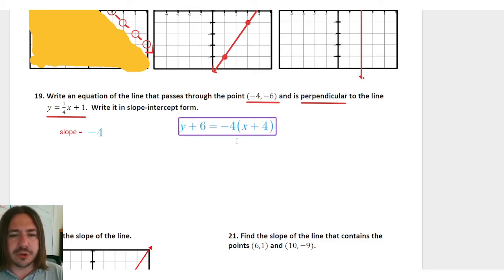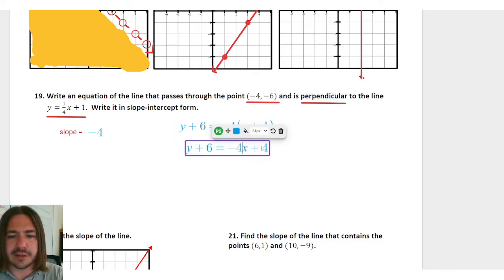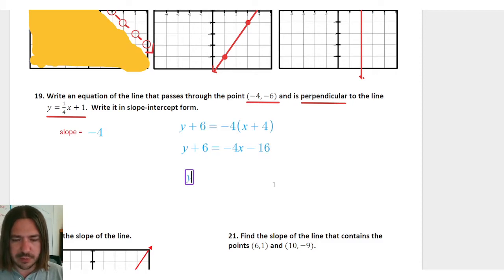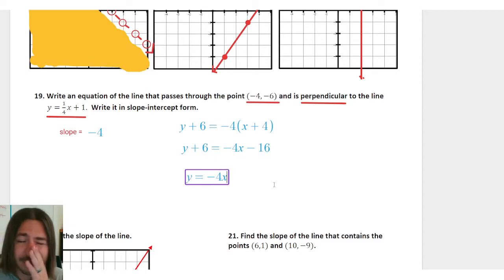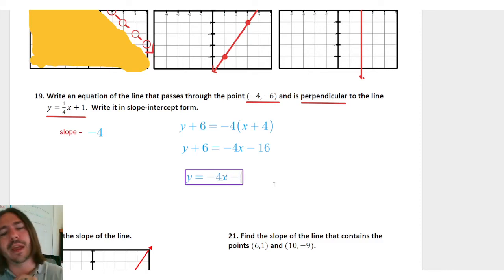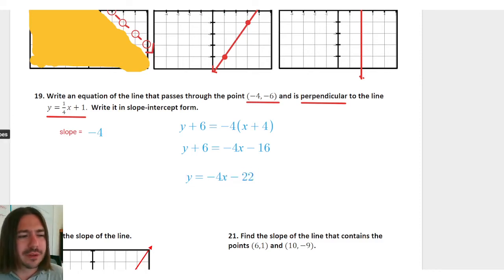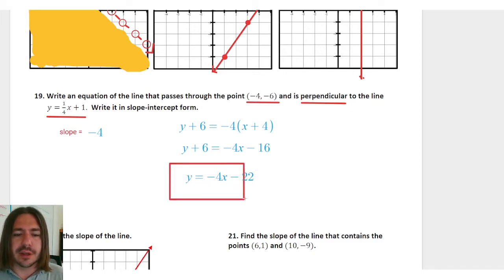So now I'm going to distribute that -4 and get -4 times x minus 16. And finally, I'm going to subtract 6 from both sides. So I'm going to end up with y equals -4x. Let's see, -16 minus 6 would be -22, I believe. I want to double check that, but I'm pretty sure that's right. And yeah, so there is your equation in slope-intercept form. It's going to pass through this coordinate, and it's perpendicular to this line.